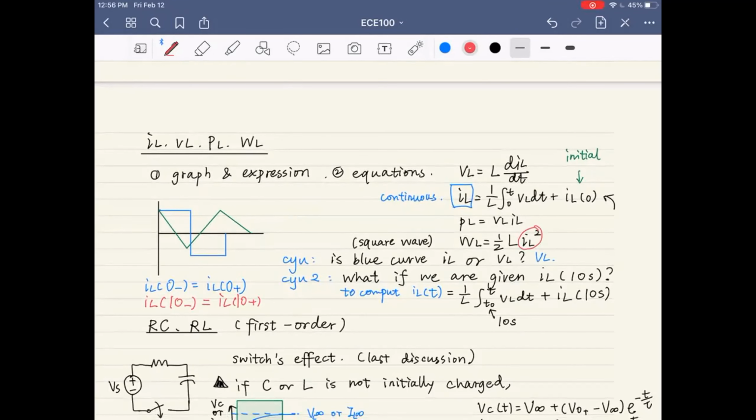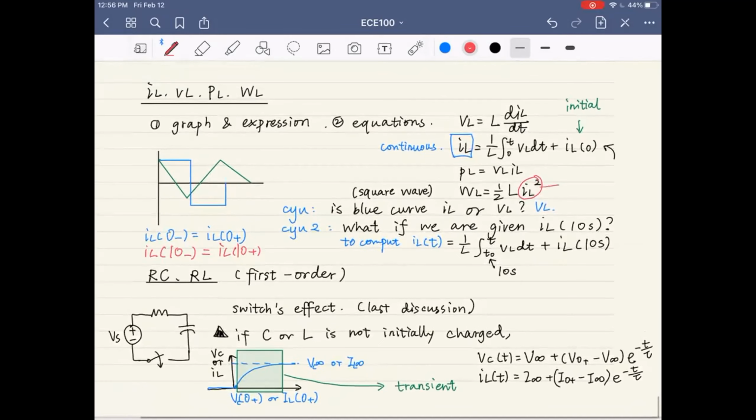So if your IL shifts in the time domain, the same thing will be reflected in the energy, so you don't need to worry about that. You asked a great question. The energy equation is derived based on the assumption that the initial value is 0, but it is applicable for all cases. Yeah, good question.